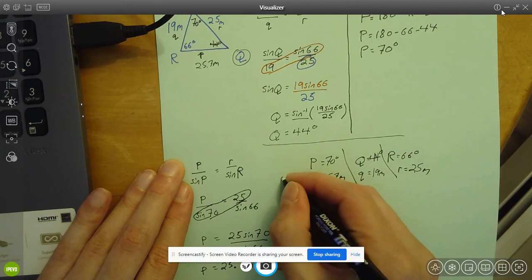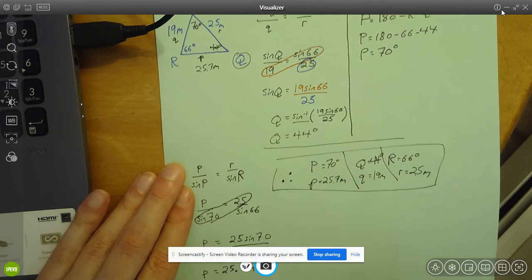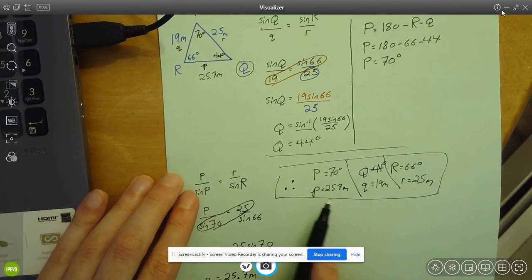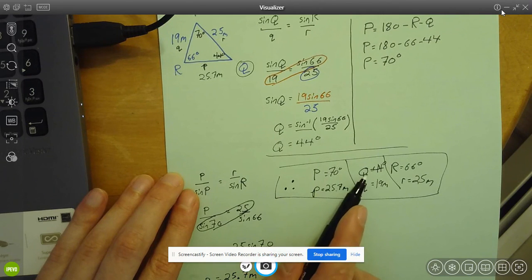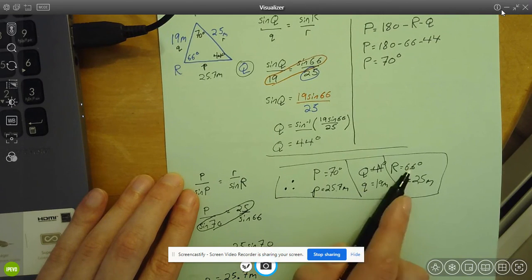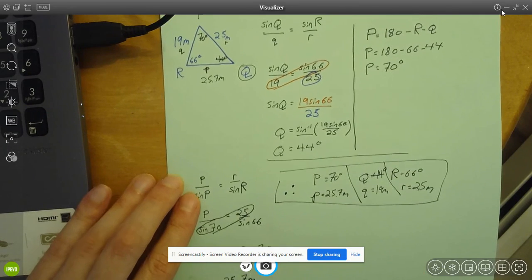Sometimes I like collecting my data in that sort of therefore statement. It's going to reassure you that you have found everything. Also do a quick check. Sure enough, the biggest angle is across from the largest side. The smallest angle is across from the smallest side. And the middle angle, the Goldilocks, is across from that middle side.